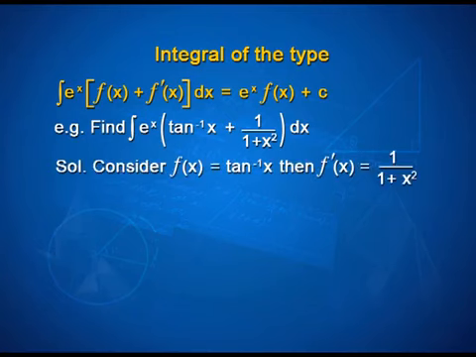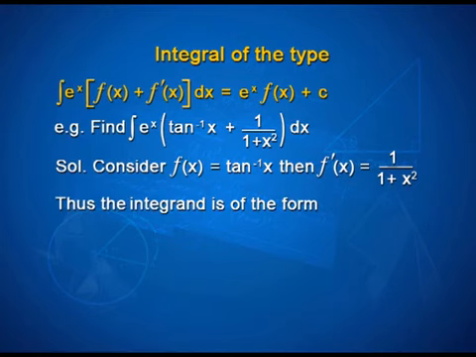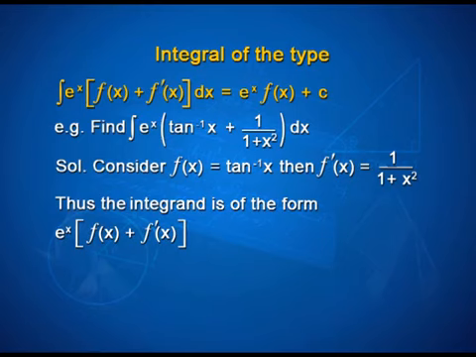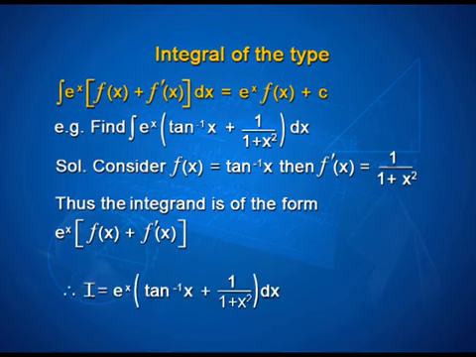Consider f of x is equal to tan inverse x, then f dash x is equal to 1 upon 1 plus x square. Thus, the integrand is of the form e to the power x into (f of x plus f dash x). Therefore, integral e to the power x into (tan inverse x plus 1 upon 1 plus x square) dx can be simplified as e to the power x tan inverse x plus c.